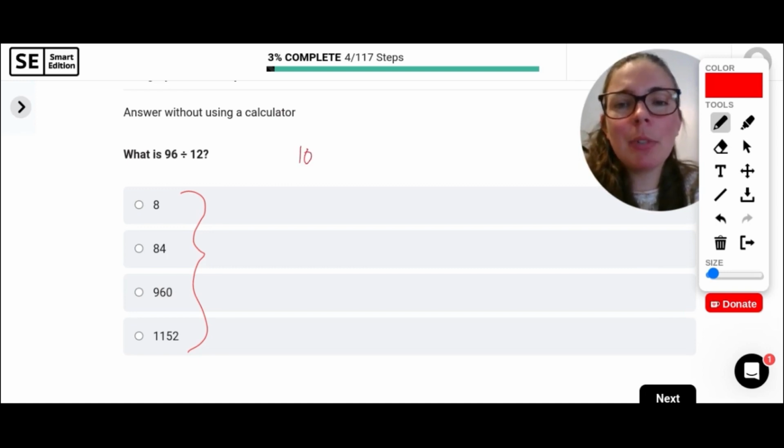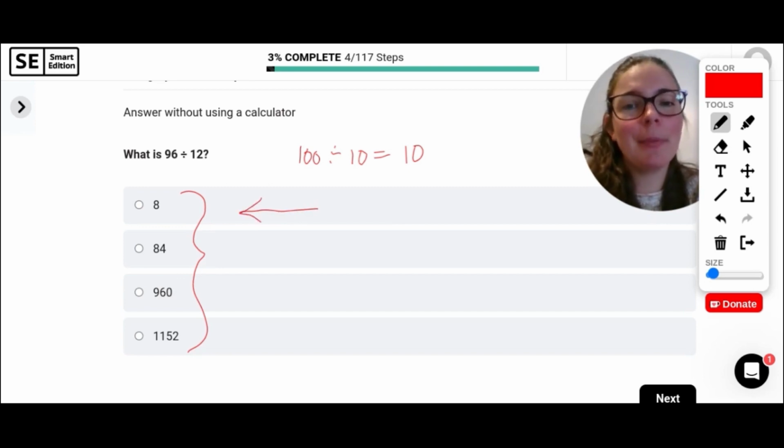So 96 is pretty close to 100. 12 is pretty close to 10. So if I did 100 divided by 10, that would give me 10. So my answer needs to be close to 10. And 8 is the closest by far. So I'm thinking 8 is correct.